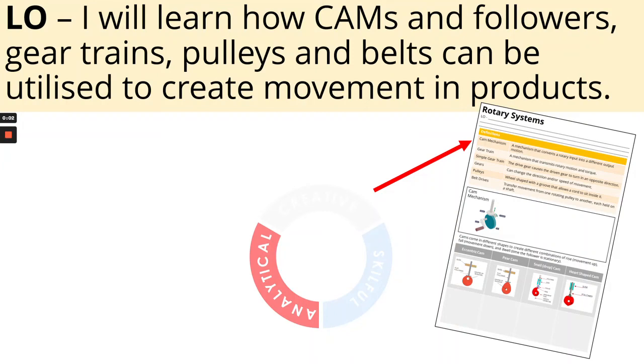Today is the next theory lesson on mechanical devices, and we will be looking at rotary systems. Can you turn to this page in your booklet and then write down the following learning objective? I will learn how cams and followers, gear trains, pulleys and belts can be utilised to create movement in products. Pause the video here and write down that learning objective.